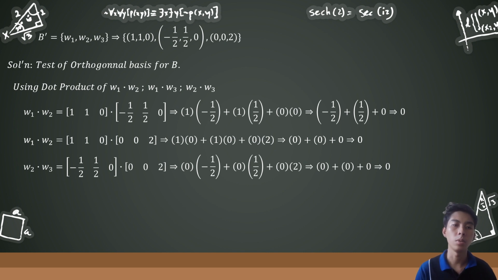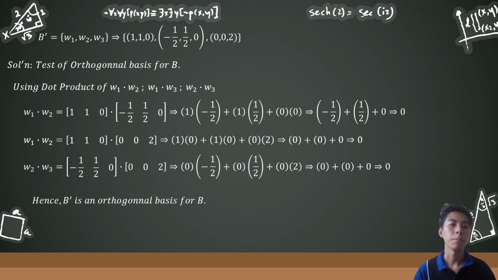So this is equal to the product of 0 and negative 1 over 2, plus the product of 0 and 1 over 2, plus the product of 0 and 2, which is equal to 0 plus 0 plus 0, which is equal to 0. Hence, B prime is an orthogonal basis for B. Why? Because the dot product of each pair of vectors is 0. Therefore, B prime is an orthogonal basis for B.